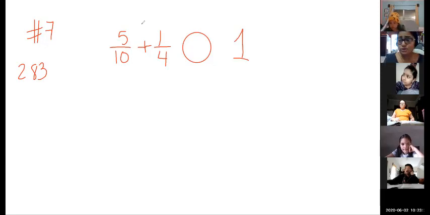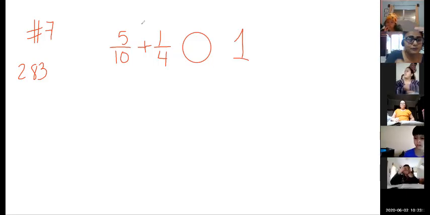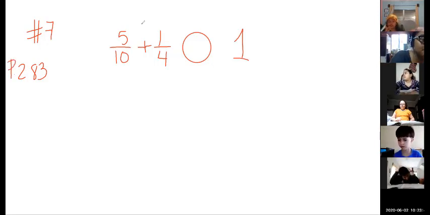But in this case, we have to do exactly the same. Why? Because we don't have the same denominator. What do I need to do? Write the table of 10 and the table of 4. Okay, that is what they have to do.